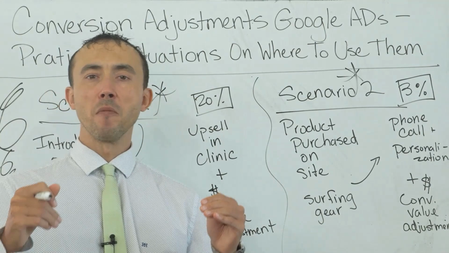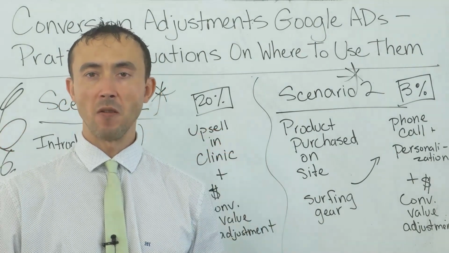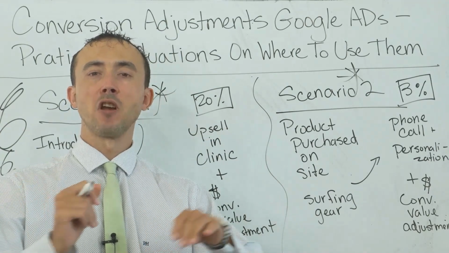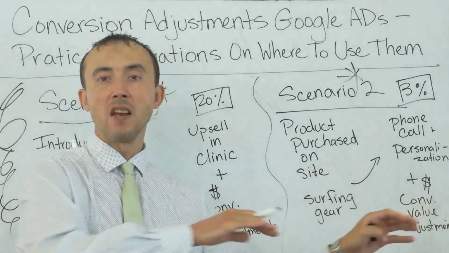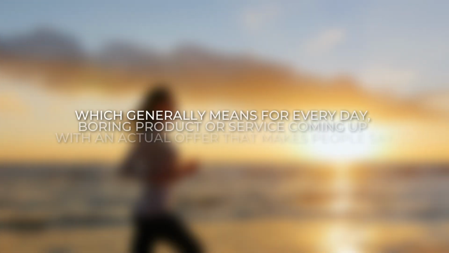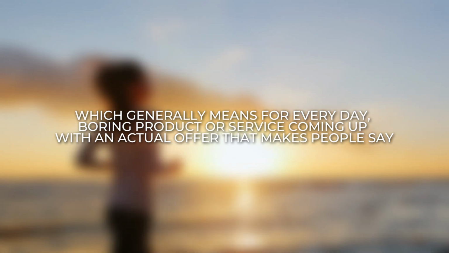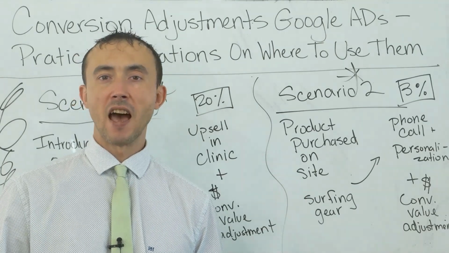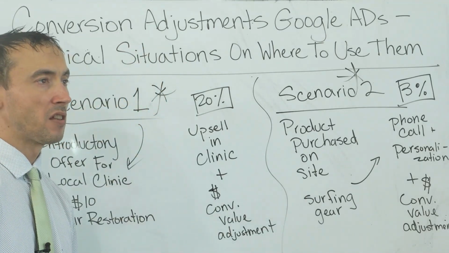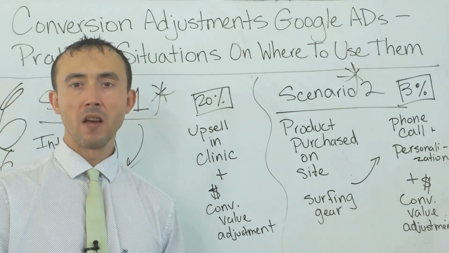You're looking to offer the best thing possible to get the most response out of the eyeballs you're paying for, to have the highest chance possible of making what you're paying to get in front of the eyeballs worth it, so that it'll generate a profit for you at the end of the day. Generally, for an everyday boring product or service, that means coming up with an actual offer that makes people say, damn, I'm glad I found this ad. That's always your goal.